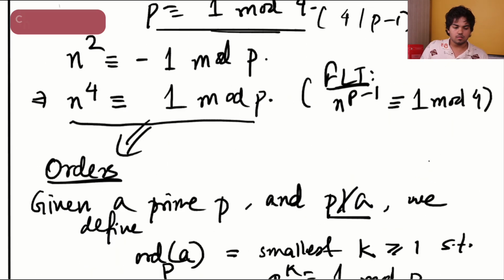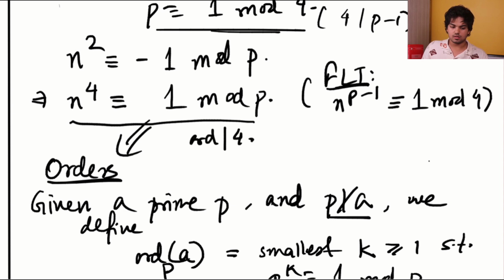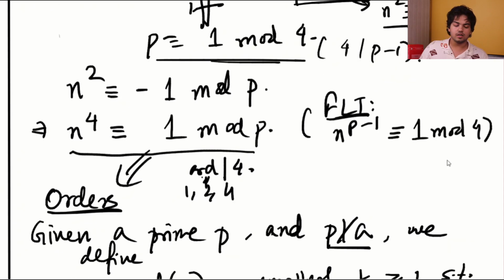So if n to the 4 is congruent to 1 mod p, what are the possible choices for the order? The order must divide 4, right? Since n to the 4 is congruent to 1 mod p, the order is either 1, 2, or 4. If n was congruent to 1 mod p, then n square couldn't be minus 1 mod p. If n square was congruent to 1 mod p, then n square couldn't be minus 1 mod p. The only choice for the order is actually 4.